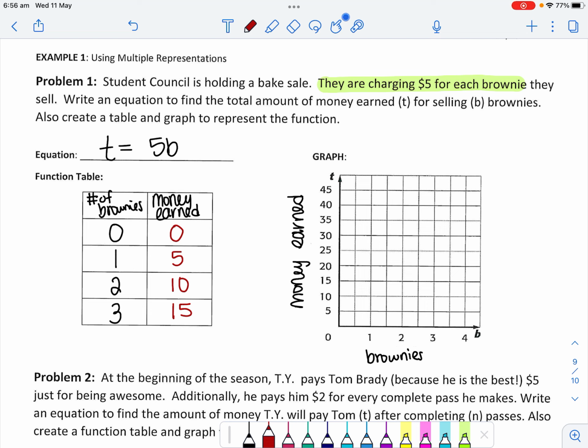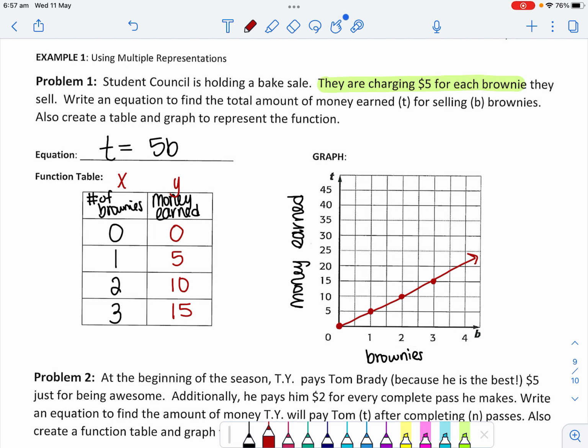I changed the axes on my graph because they were not appropriate for the situation. So I changed it to money earned along the y-axis because that is my output. Remember, this is still the x-axis. This is still the y-axis, even though we're using T and B to represent our variables. So 0, 0, 1, 5, 2, 10, and then 3, 15. And I can connect my dots.